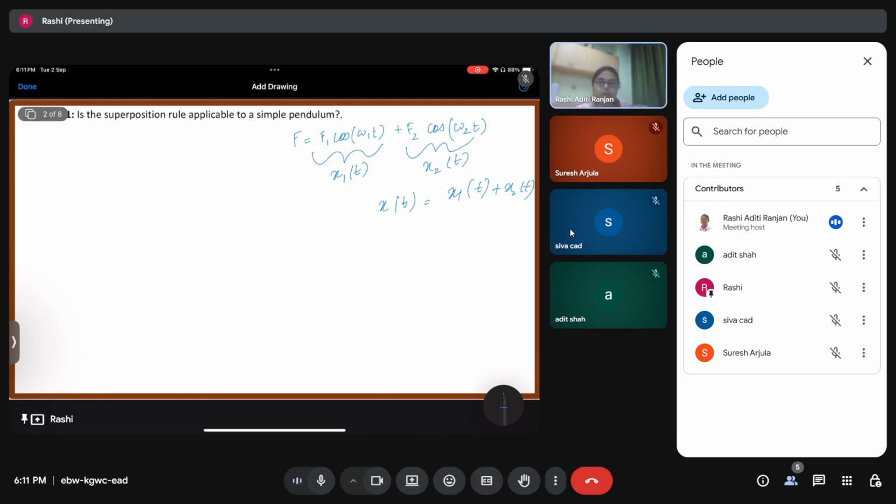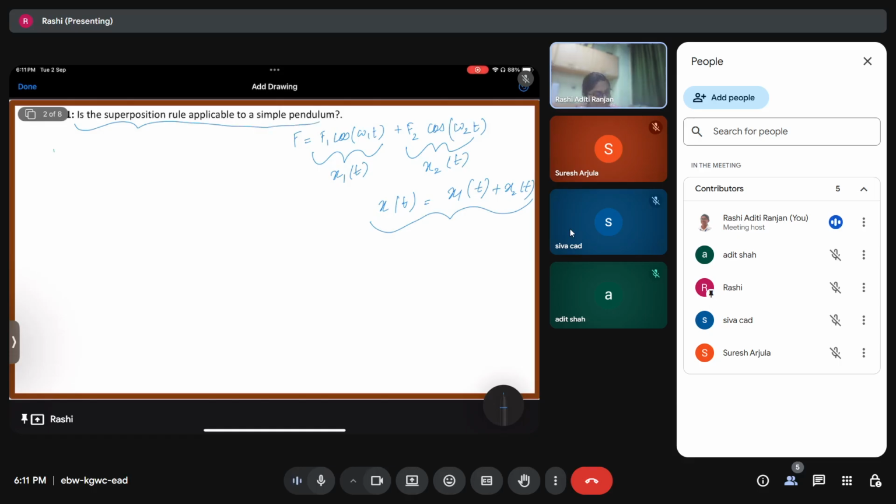Anyways, dealing with a nonlinear system is not in the scope of this course as of now. But the question is that we are applying the superposition rule, where we are finding solutions corresponding to two different forcings, and then we are simply adding those two solutions to get the total response. But how do I know whether my system is actually in the range such that this kind of a solution can be found? So the question says: is the superposition rule applicable to a simple pendulum?